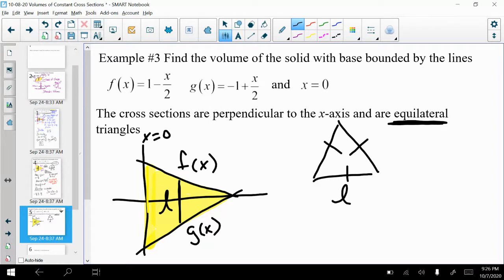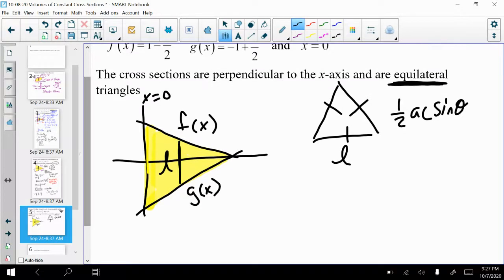So there's a really convenient formula. I don't know if any of you have ever heard of it, 1/2 AC sine of the angle in between, but we don't need to necessarily go down that road. But that is a lovely formula. We can see where that formula came from pretty easily by thinking about dropping this.